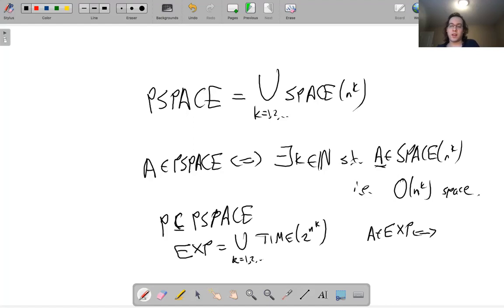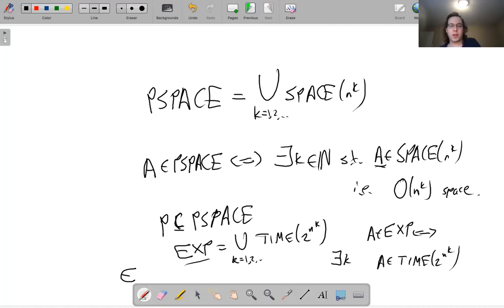That is equivalent to saying that there exists k such that A is in time 2 to the n to the k. So for example, if A is decidable in time 2 to the n to the 100, that's considered exponential time. That's considered in EXP. The notes also talk about a class E, which is a subclass of EXP, where you only have 2 to the O(n) kind of time bounds.